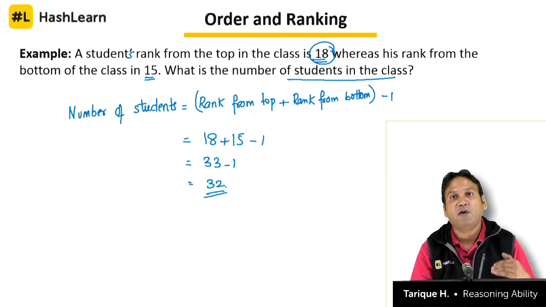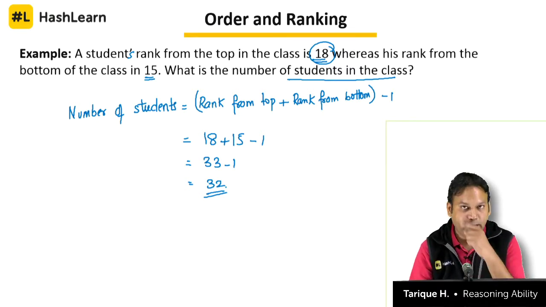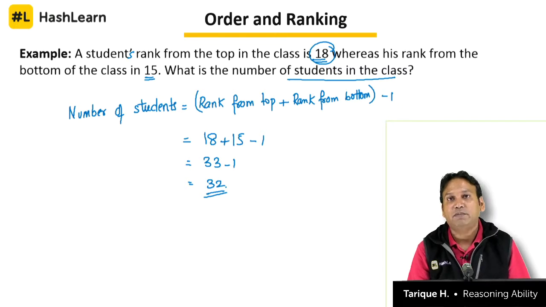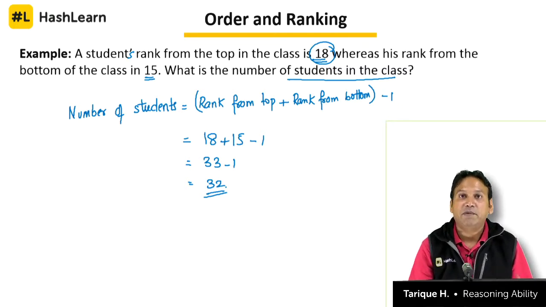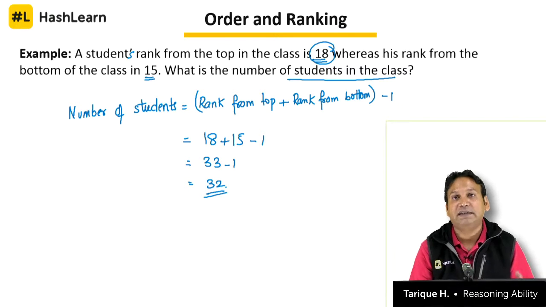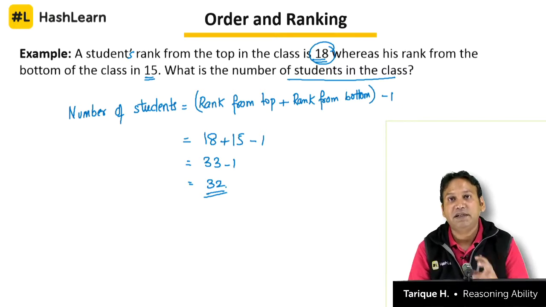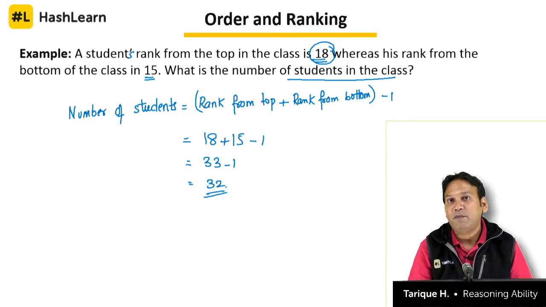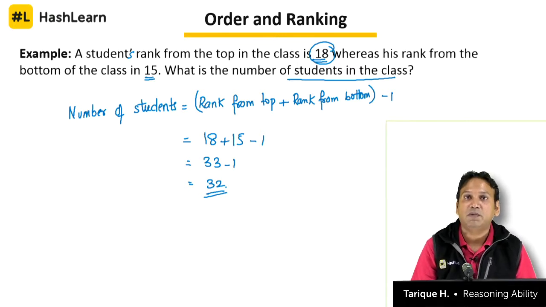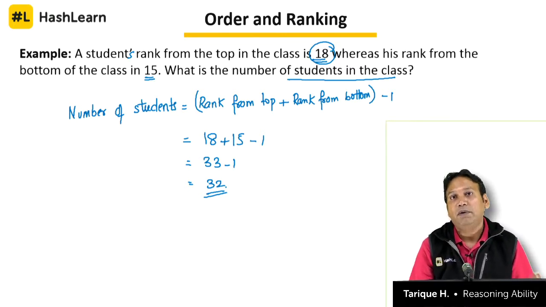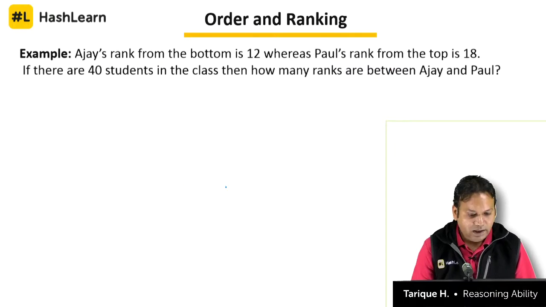Remember this concept: whenever the rank from the top and the bottom of a person are given to us, two things are given to you, right? Rank from top plus rank from bottom will always be equal to number of things plus 1. We had discussed this in the first slide itself. When we took A, B, C, D, E, F, G, the rank of B from the top was 2 and the rank of B from the bottom was 6, and 2 plus 6 is equal to 8 when the number of letters was only 7. That means rank from top plus rank from bottom is always equal to number of things plus 1. So number of things will be equal to rank from top plus rank from bottom minus 1.